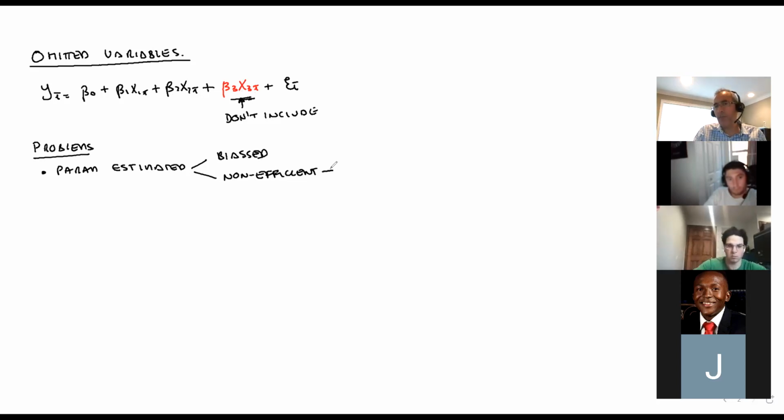So non-efficient basically, guys, means that my t-test, my standard errors are going to be larger or smaller, and all my inferences are going to be terrible. Right? And also, if I want to do forecast with the coefficients that I have estimated here, everything's going to be terrible also. Make sense to you? So this is a very dangerous problem.